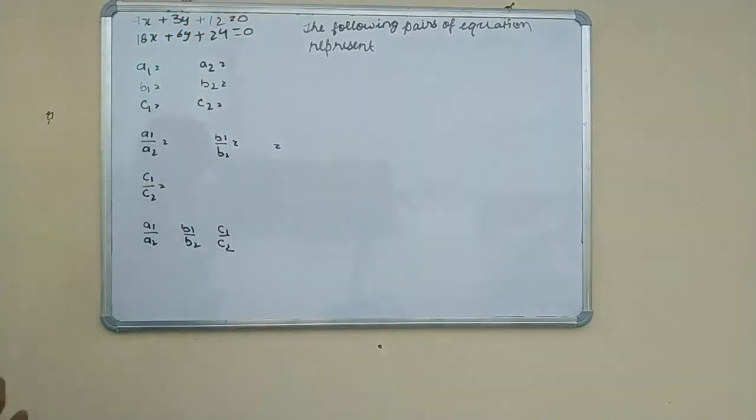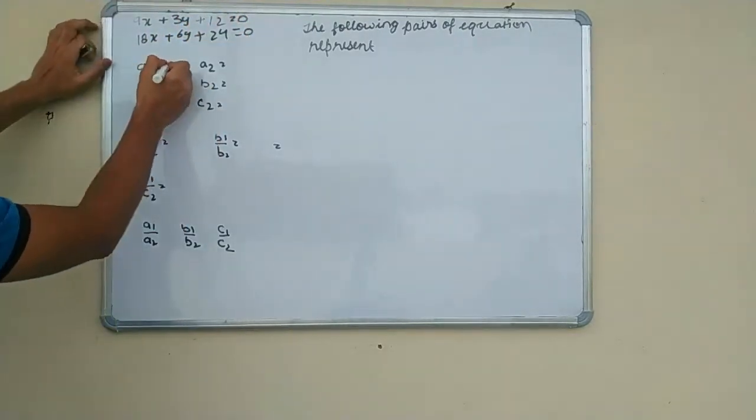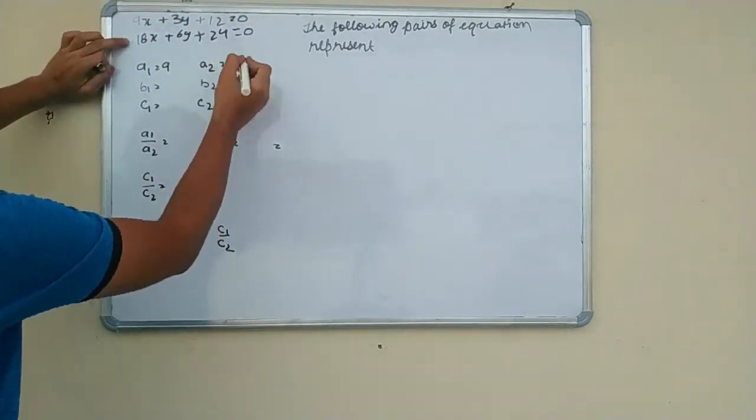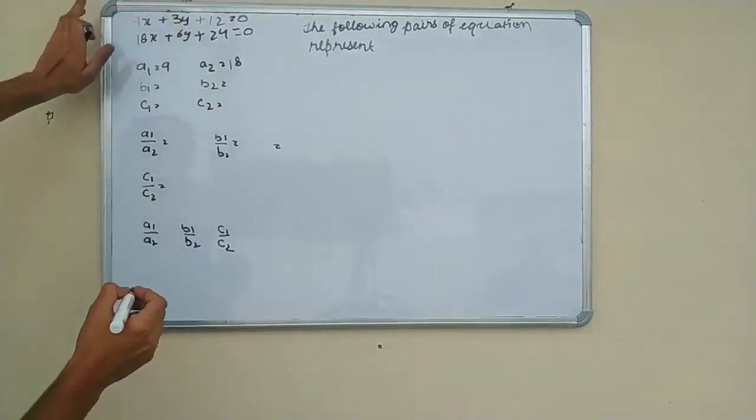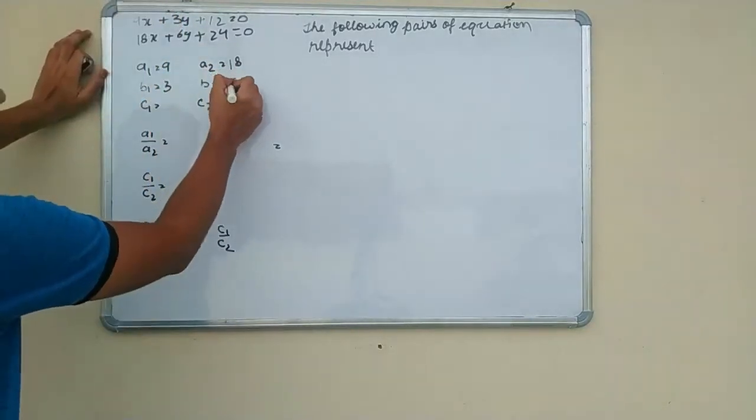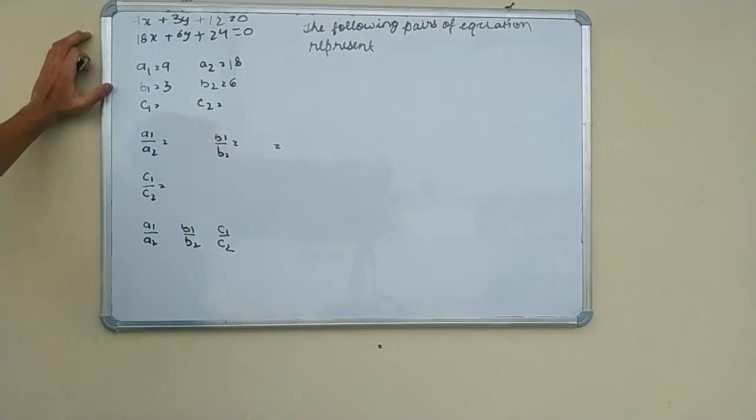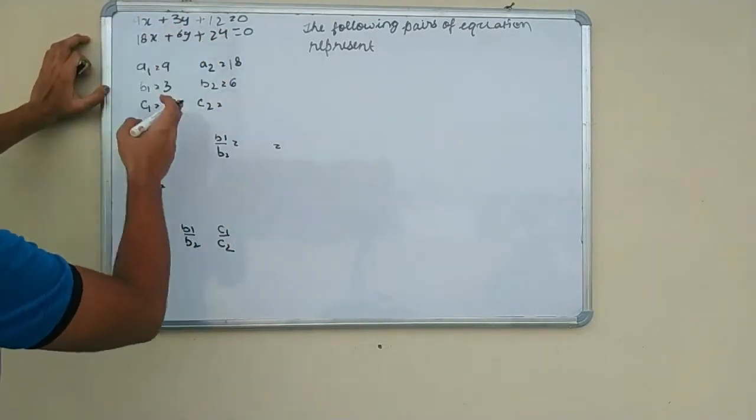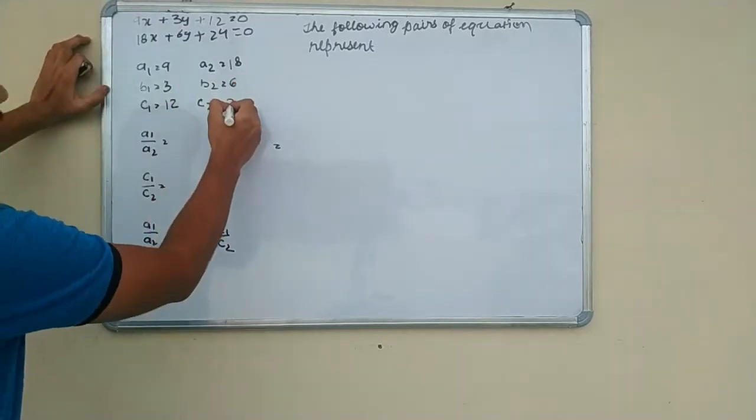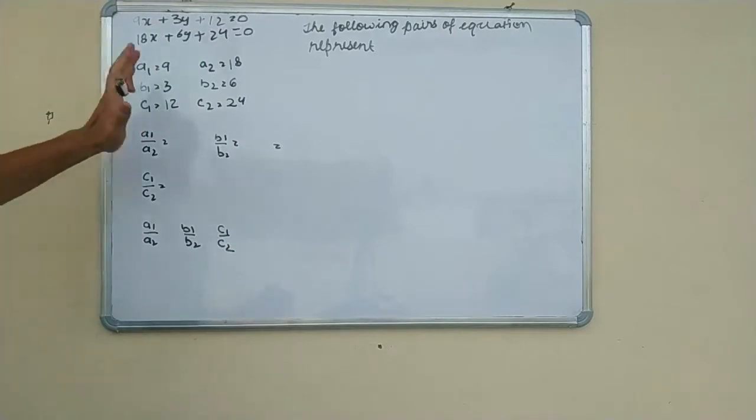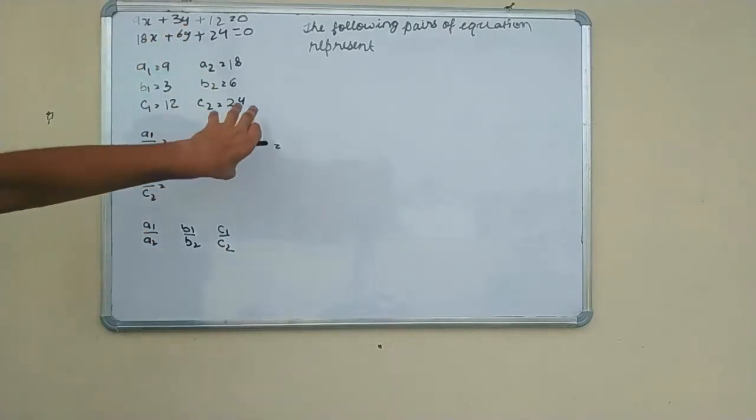So here a1 is equal to 9, the coefficient of x in the first equation. a2 is equal to 18, the coefficient of x in the second equation. b1 is equal to 3, the coefficient of y in the first equation. b2 is equal to 6, the coefficient of y in the second equation. c1 is equal to 12, the constant term in the first equation, and c2 is equal to 24, the constant term in the second equation. Understand?